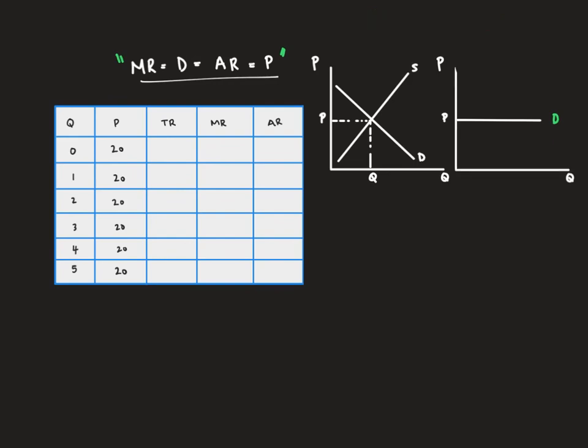Okay, so let's fill in this table here on the left-hand side. Also, what we can understand in the first graph is that demand is exactly equal to supply, so therefore we have a point of equilibrium. So this only works, remember, for a perfectly competitive firm.